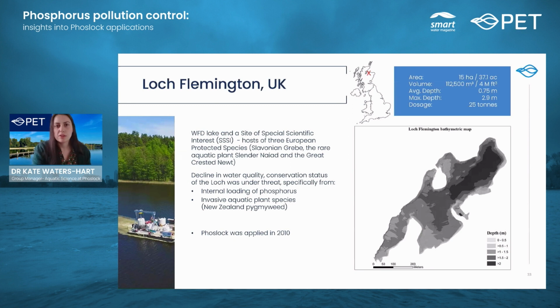This is Loch Flemington in Scotland, UK. It's a Water Framework Directive site. It's also a site of special scientific interest, so it has a number of protected species associated with it. Unfortunately, the site suffered from internal phosphorus loading and aquatic invasive plant species. Phoslock was applied in 2010 with 25 tonnes to this water body.